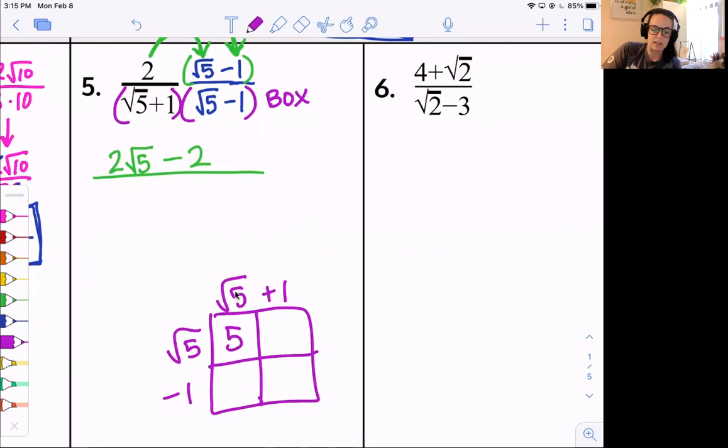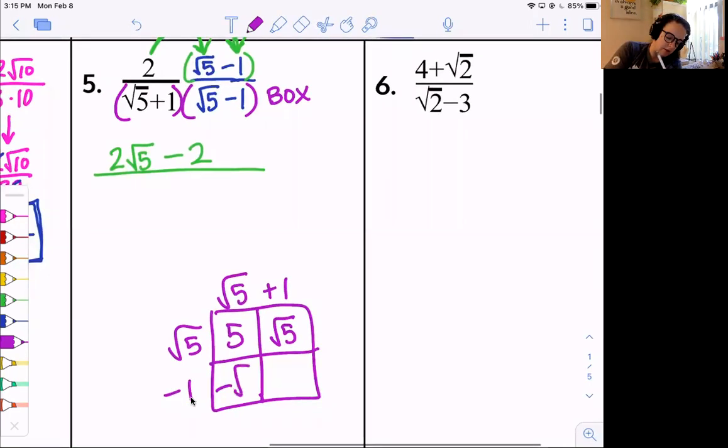Square roots kind of like cancel each other out. I have square root of 5 times 1 would be positive square root of 5. Square root of 5 times negative 1, negative square root of 5. And negative 1 times positive 1 is negative 1.